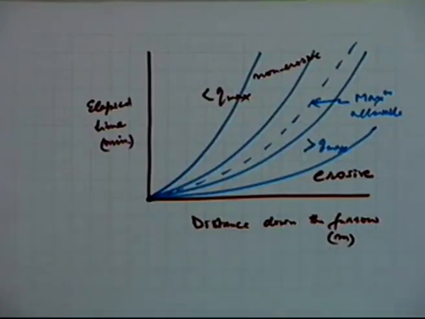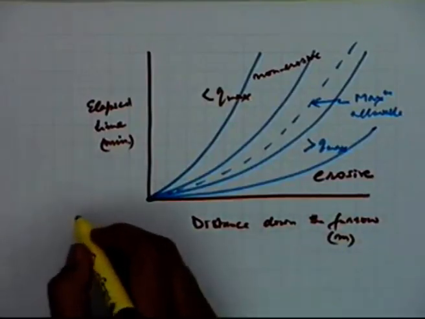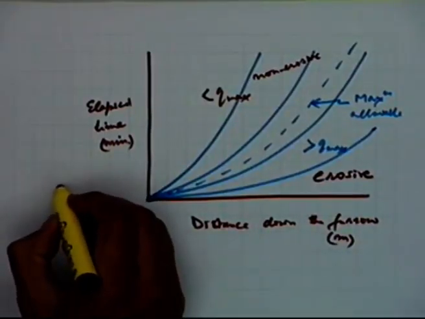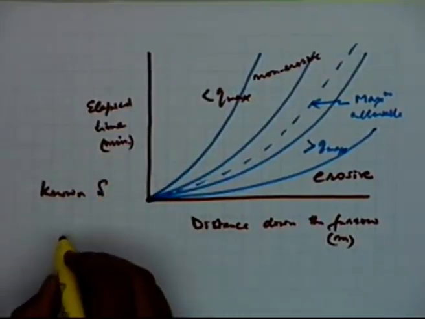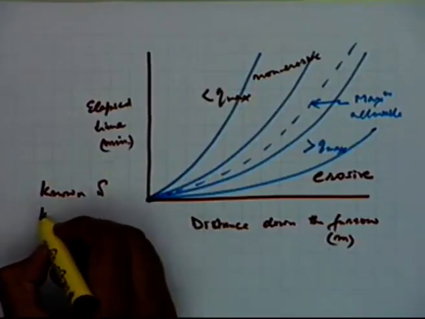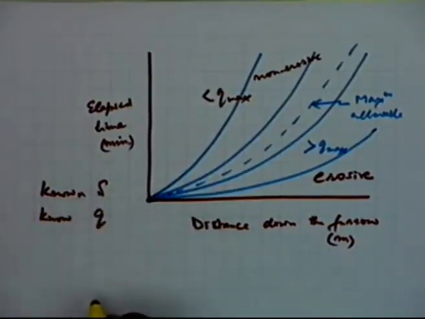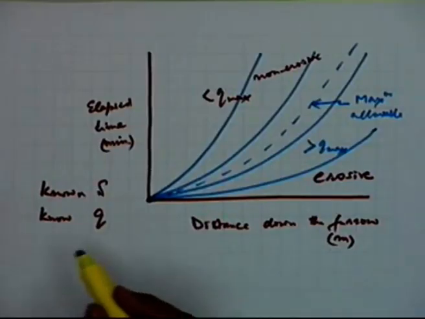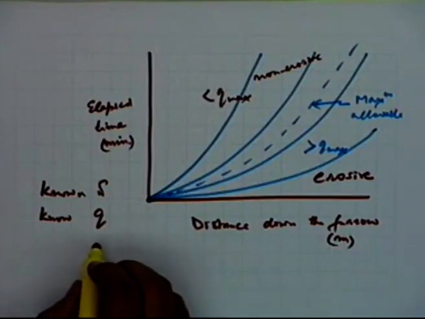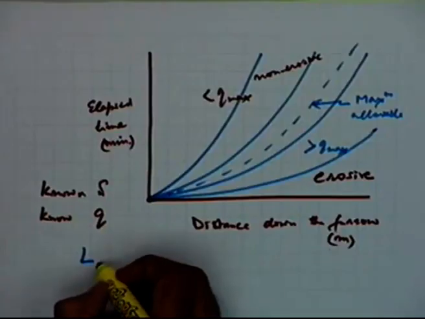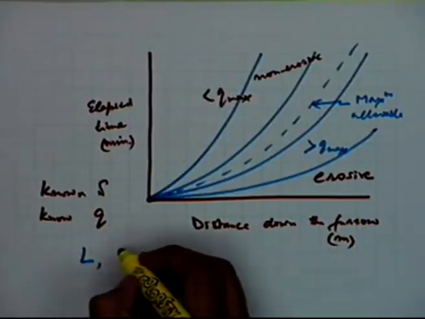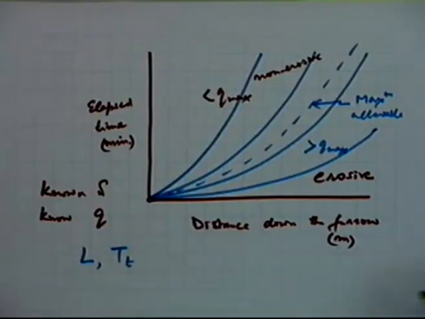Now, having obtained this family of curves, this family of curves is with respect to a known slope and known Q values. You can always use iterative procedures to find out what is the length to be adopted and what is the corresponding time of advance.